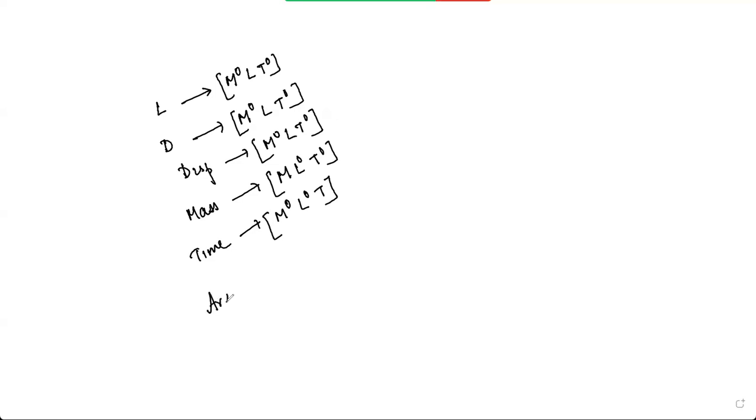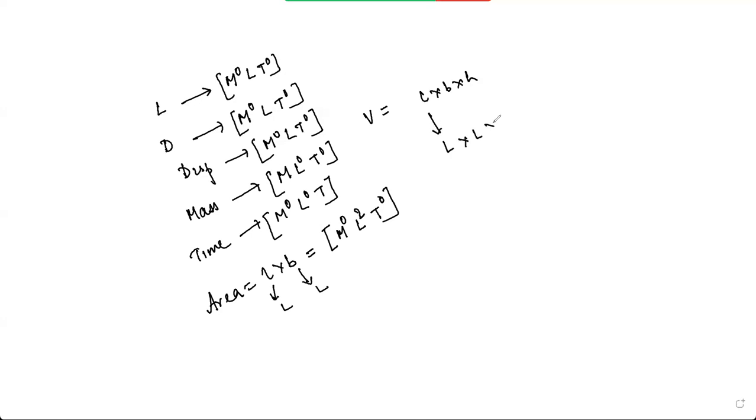Dimensional formula of area. Suppose the area of a rectangle is length into breadth. The dimension of length is L and breadth is also L. So M^0 L into L, that is L squared T^0. Dimensional formula of volume is length into breadth into height, that is L, breadth also L, and height also L. So [M^0 L^3 T^0].